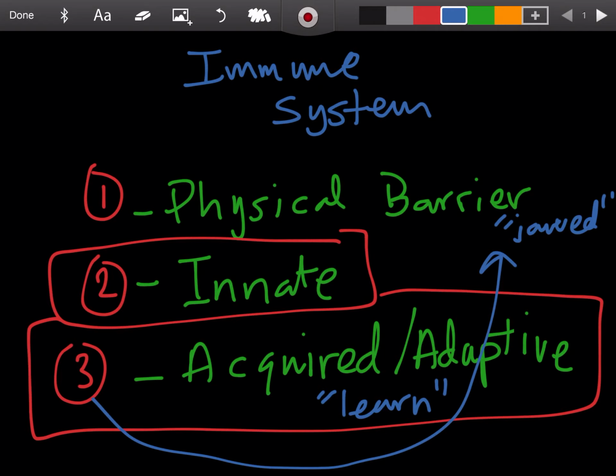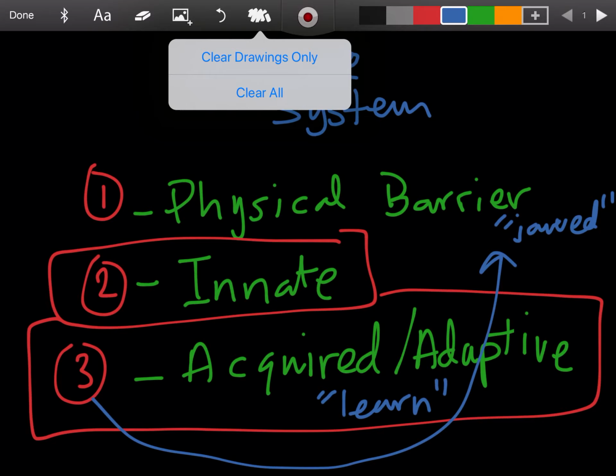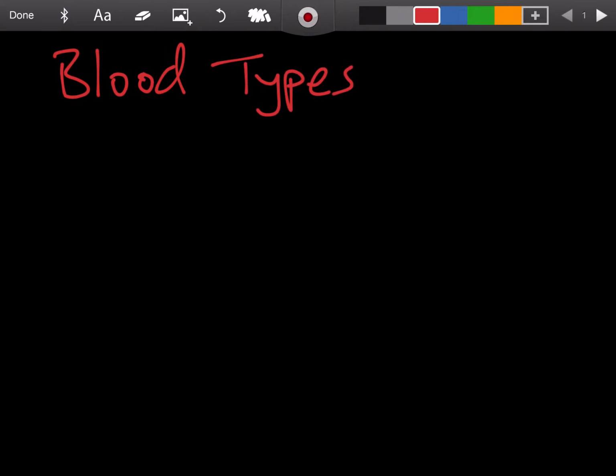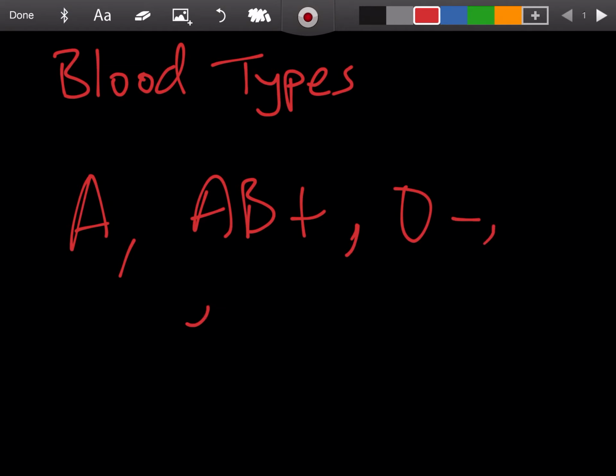So let's take a little detour here. It may seem irrelevant at first, but I think it's very important. Let's take a little detour and talk about blood types. So you may have heard about different blood types. You might know your blood type as A or AB or AB positive, O negative, etc., etc. These refer to a certain type of thing that's going on at your blood cell level. So we'll talk about that a little bit, but it has a lot to do with immunology.